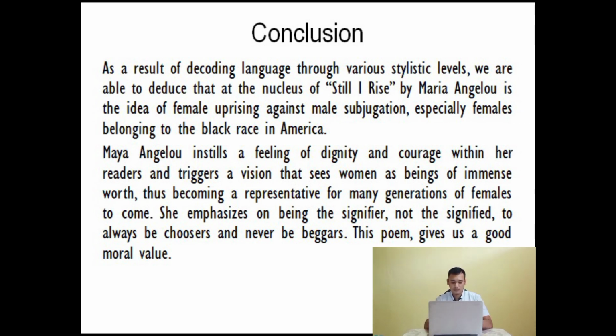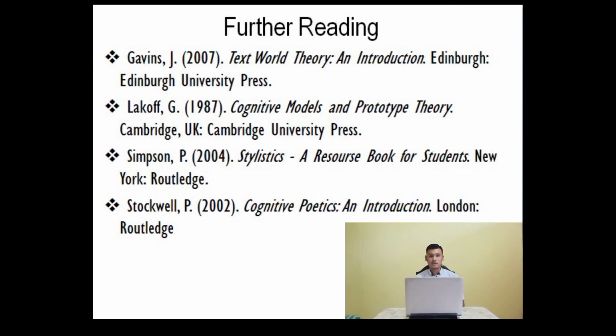The elements of cognitive stylistics found, as you can see, are figures of speech, deictic projection, and text world theory, as I presented to all of you. Ladies and gentlemen, for further reading, I attached some references or books that you can read in order to broaden your knowledge on cognitive stylistics. The first is Gavins on text world theory, 2007. Then Lakoff, 1987, on cognitive models and prototype theory. Leech, Style in Fiction. And then Simpson, Stylistics, as well as Stockwell, 2002, Cognitive Poetics: An Introduction.